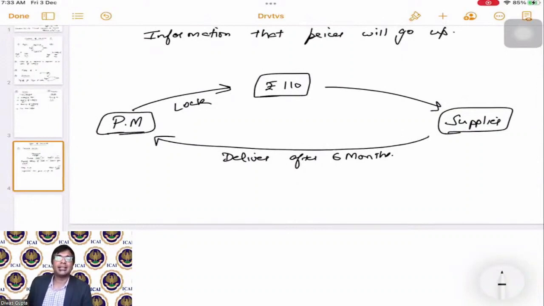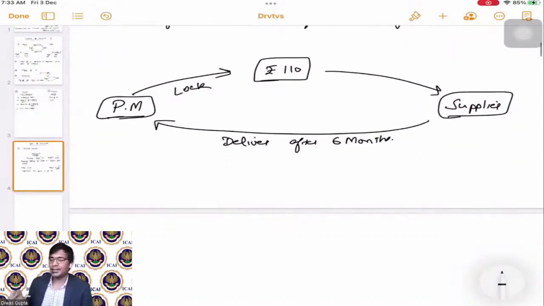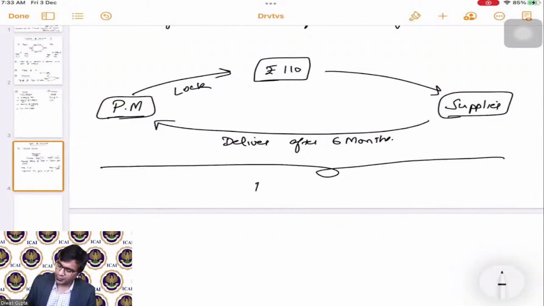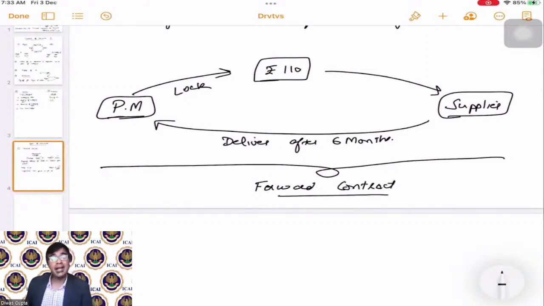What does the contract say? The contract says that the price will be locked at 110 for the delivery of crude oil A grade, 20 liters, after 6 months, to be delivered from the supplier to the procurement manager's company. Now, this entire arrangement is called a forward. This is a forward contract, and it is a derivative.